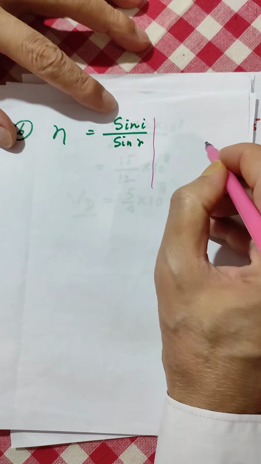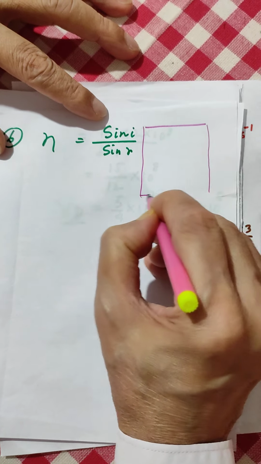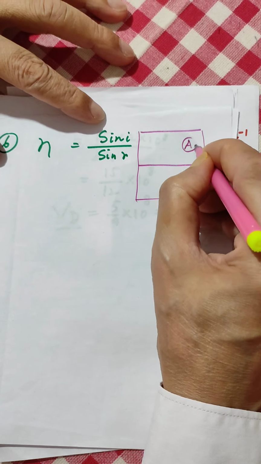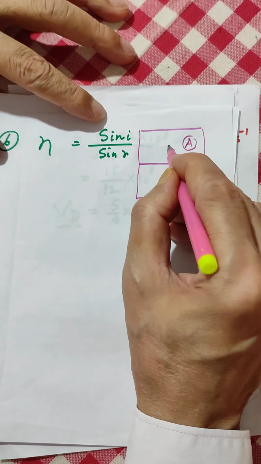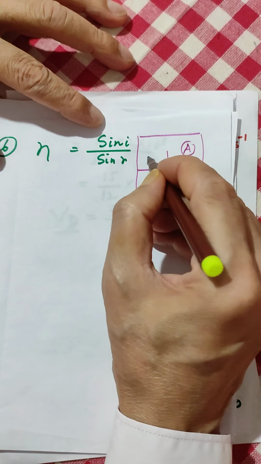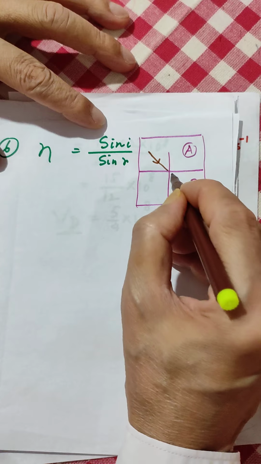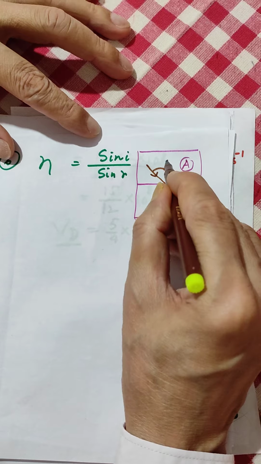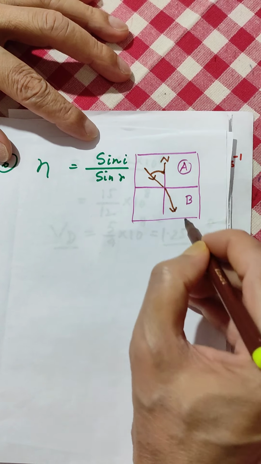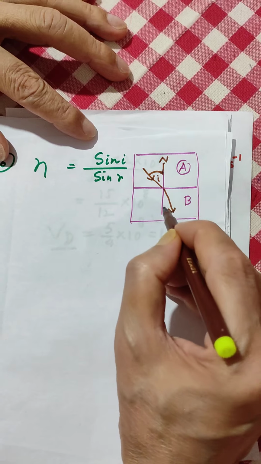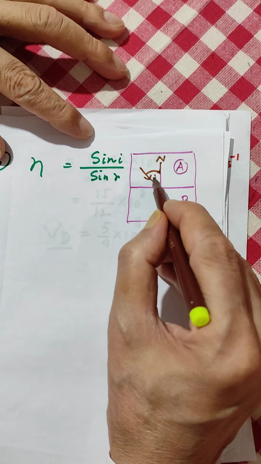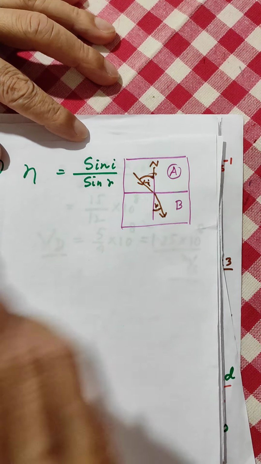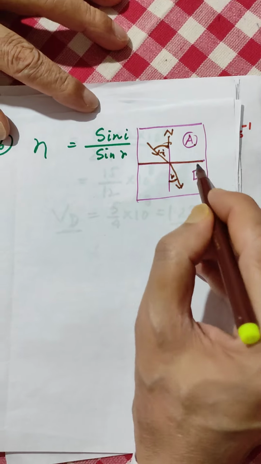Let me draw this diagram. So suppose this is the diagram. This is medium A, this is medium B. Then suppose light comes from medium A and goes to medium B. So this angle is i. This is normal N, this is incident ray, refracted ray, isn't it? So this angle is i and this angle is r. This angle is angle of incidence and this angle is angle of refraction. This is normal, this is interface, first medium, second medium.